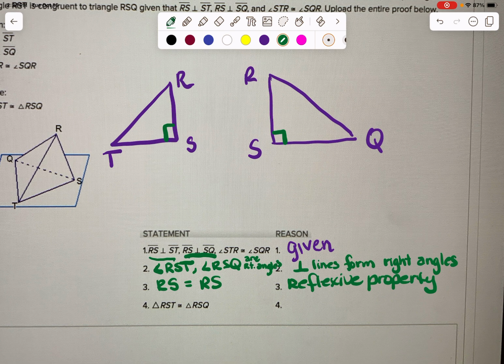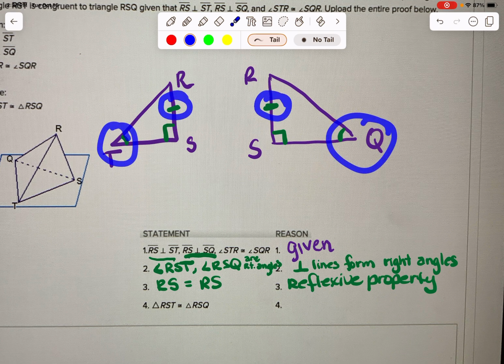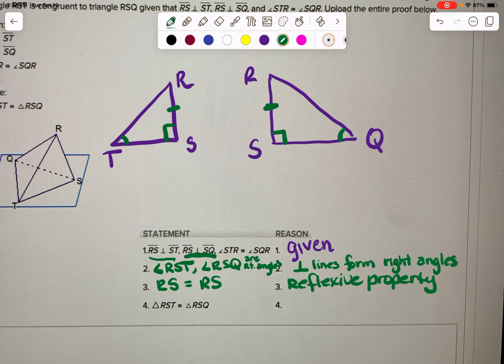And then, so we have those two right angles that are on there. We have a side. These sides are equal. STR, which would be that angle right there, and SQR, which would be that angle right there, those are equal. So when I go to look at that, if I have angles that are not the right angle, so I'm specifically talking about those, and I have a leg of a right triangle that are equal, then I can use leg angle theorem to say that they're congruent. Okay, hope this helps.